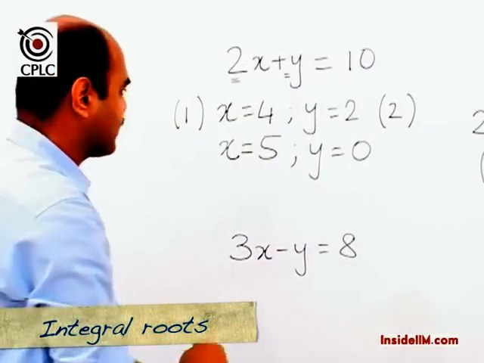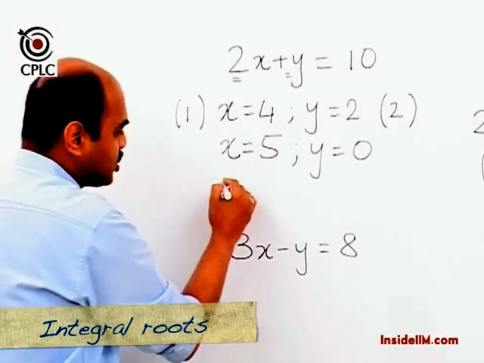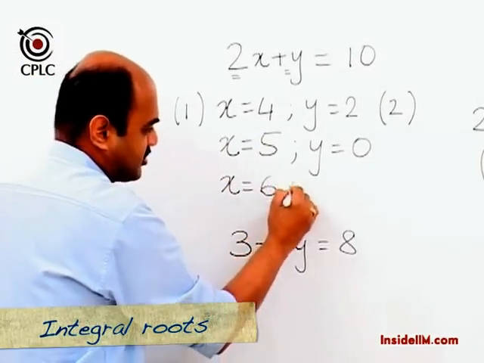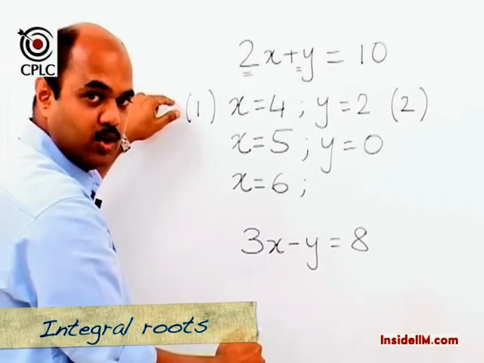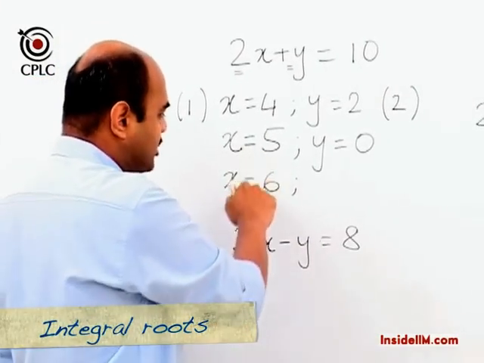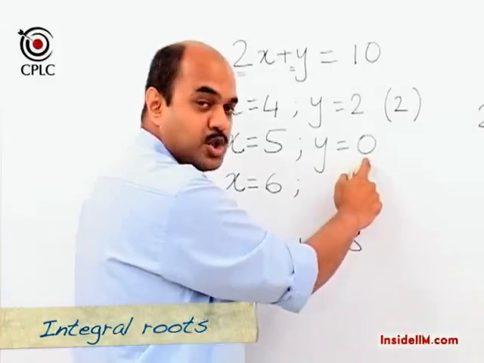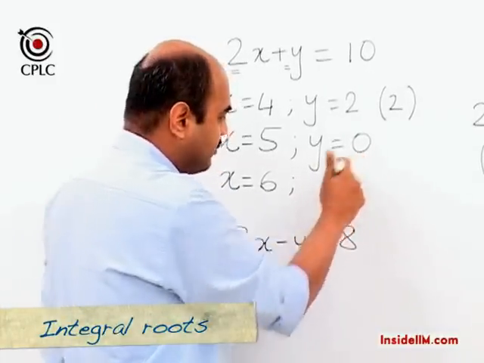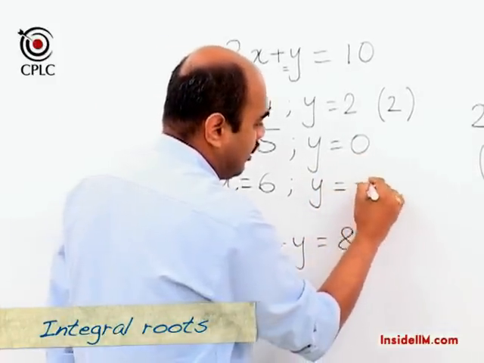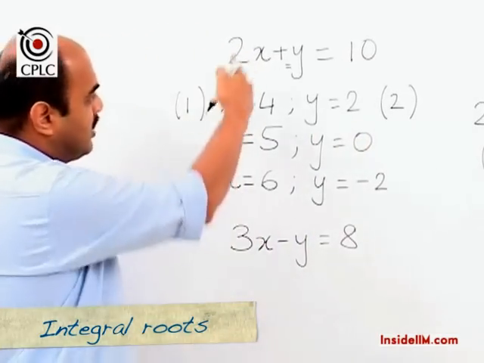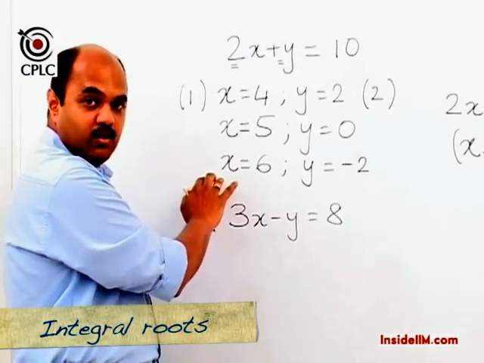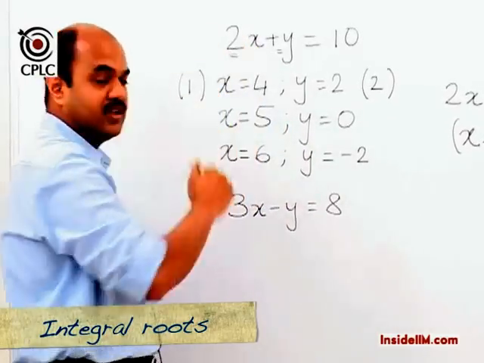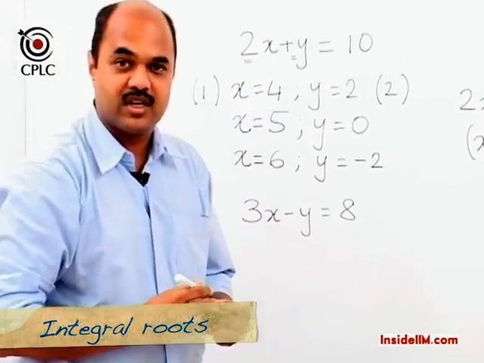It very much satisfies. If x changes to 6, which means it is going one step beyond. The change of x can only be in steps of 1. If x becomes 6, then y should reduce by 2 from this value, which means y would become minus 2. Once again, if we check whether these values of x and y satisfy the given equation, yes, they will satisfy.